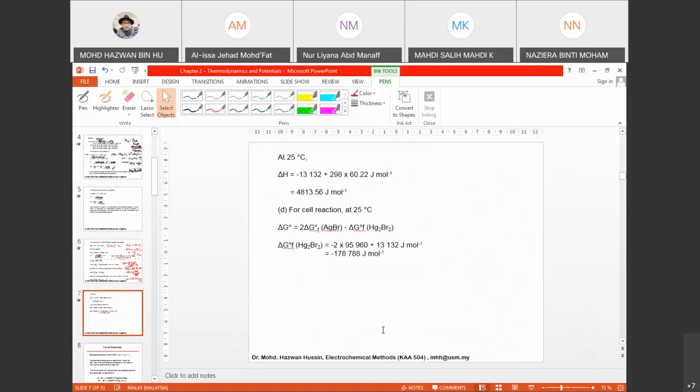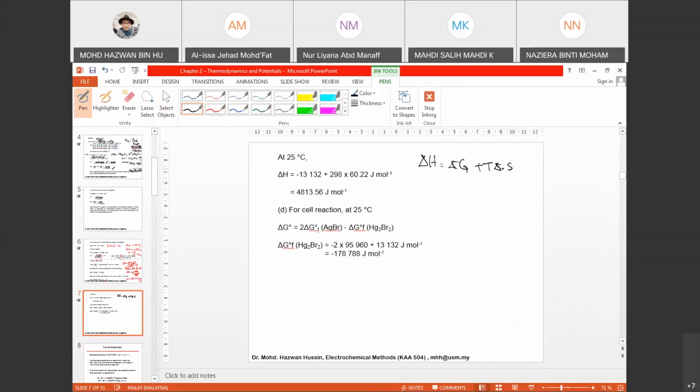Right. So the last one, they ask to calculate delta H. Delta H, you can calculate from the Van't Hoff equation. The Van't Hoff equation gives you delta H is equal to delta G plus T delta S, right?